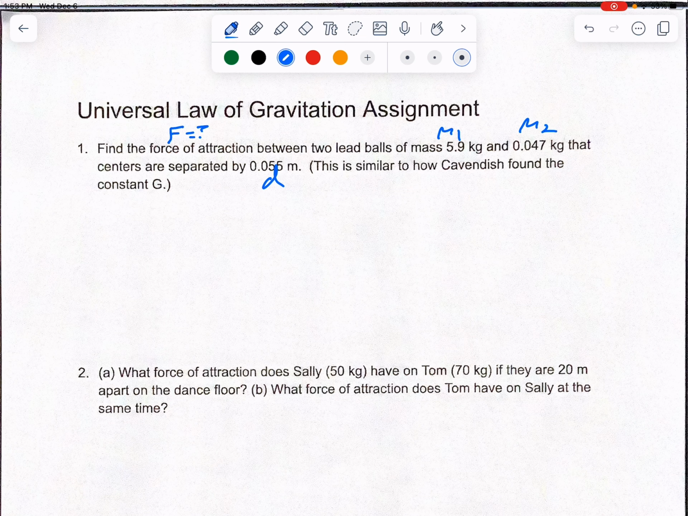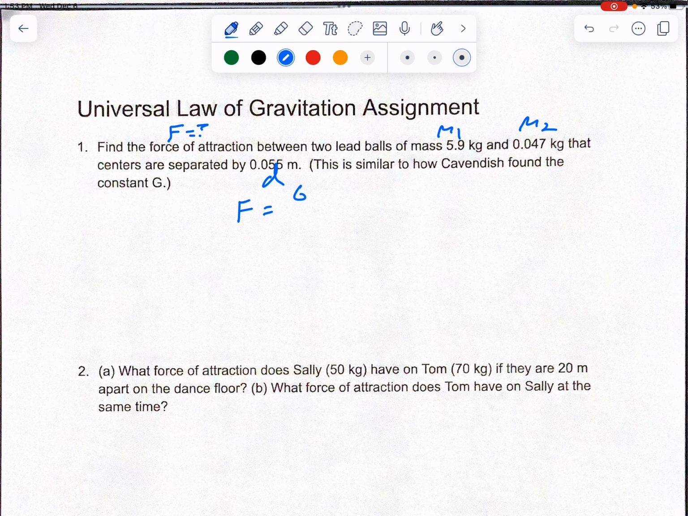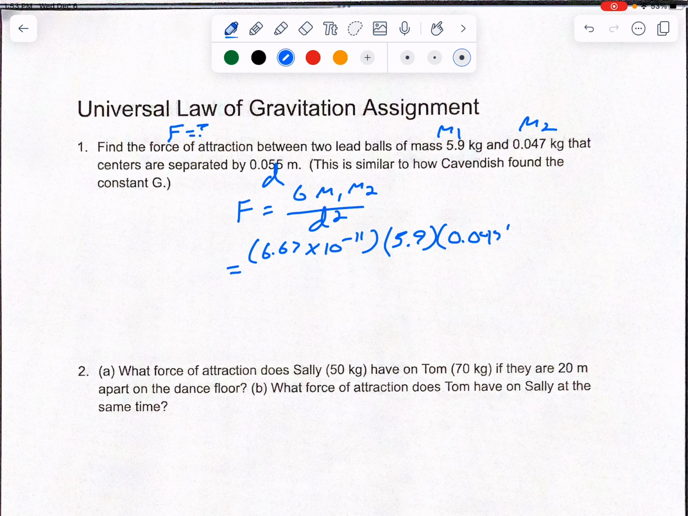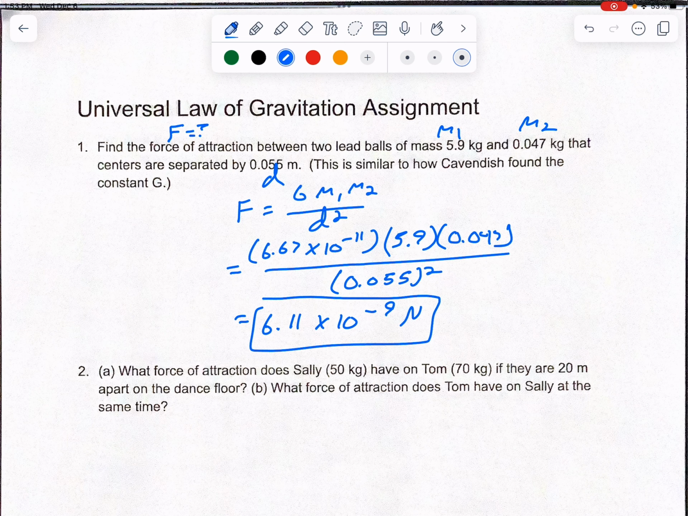Okay, so we're going to use that equation. Remember that F equals big G times mass 1 times mass 2 all over d squared. So we're just going to plug in. Remember that big G is 6.67 times 10 to the negative 11, times mass 1, which is 5.9, times mass 2, which is 0.047, all over our distance squared, so 0.055 squared. Just be careful with your calculator and don't forget your squared on the bottom. And you should get 6.11 times 10 to the negative 9 newtons. And that would be your answer there.